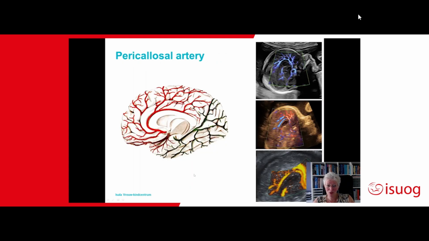And then we have another structure which can help us to look at the corpus callosum, which is the pericallosal artery. This is a branch of the anterior cerebral artery, and there are two of them. So there are also two pericallosal arteries, and they are running around the corpus callosum like this. So if you're having difficulty looking at the corpus callosum, you could use your Doppler to look at the pericallosal artery. And it's a bit like with the kidneys. If the renal artery is there, then you know there should be a kidney. This is the same. If the pericallosal artery is there, there should be a corpus callosum.